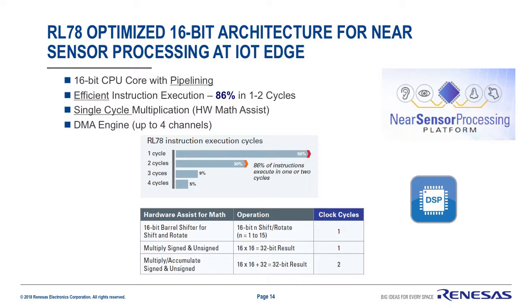RL78 uses an optimized 16-bit CPU with Harvard architecture with a full 16-bit data bus for RAM, CPU registers and peripherals, and a 3-stage pipeline. Even though the RL78 uses a CISC instruction set, 86% of the instructions are executed in 1 to 2 clock cycles at the full 32 MHz clock speed.